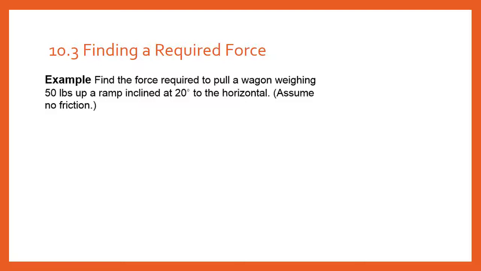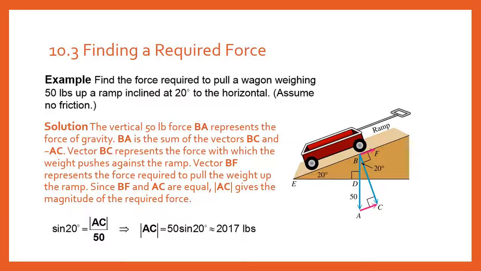So we have a force. We need to know the force required to pull a wagon weighing 50 pounds up a ramp inclined at 20 degrees to the horizontal, assuming there is no friction. So here's our illustration. You have the wagon, you have the ramp. Notice that E is 20 degrees.